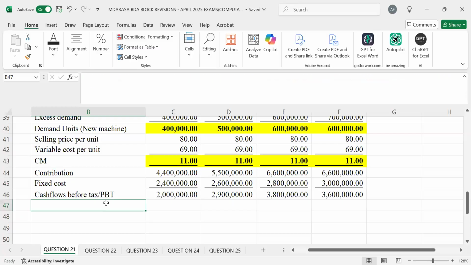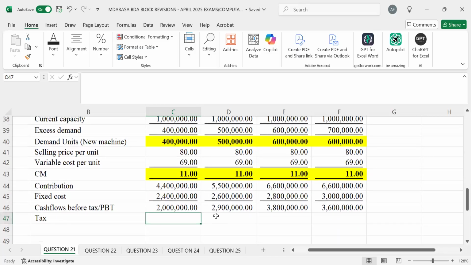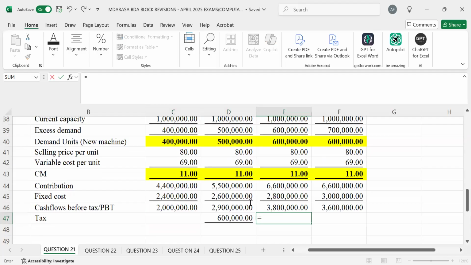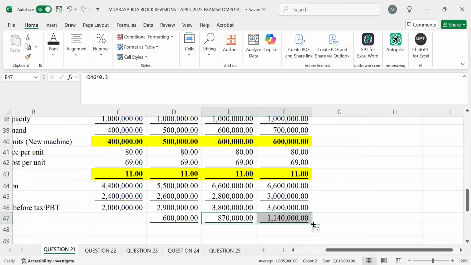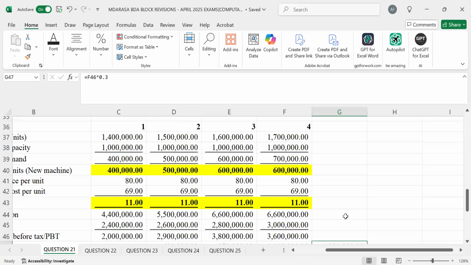So talk about tax. Tax for year 1, I'm going to pay in year 2 because it is in arrears. Tax for year 2, I am going to pay in year 3 because it is in arrears. Similarly, this component of tax will be paid in year 5.